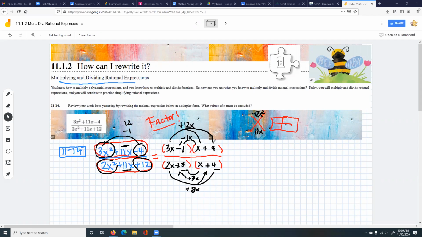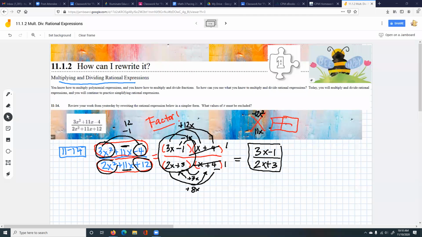Well, since these two factors are exactly the same, the x plus 4, they can divide out. So I can cancel them out, okay? They become ones, right? They don't disappear. They don't become zeros. They become 1 over 1. But what that leaves you with is this. We have simplified our expression to 3x minus 1 over 2x plus 3, by factoring and canceling out the common factors.